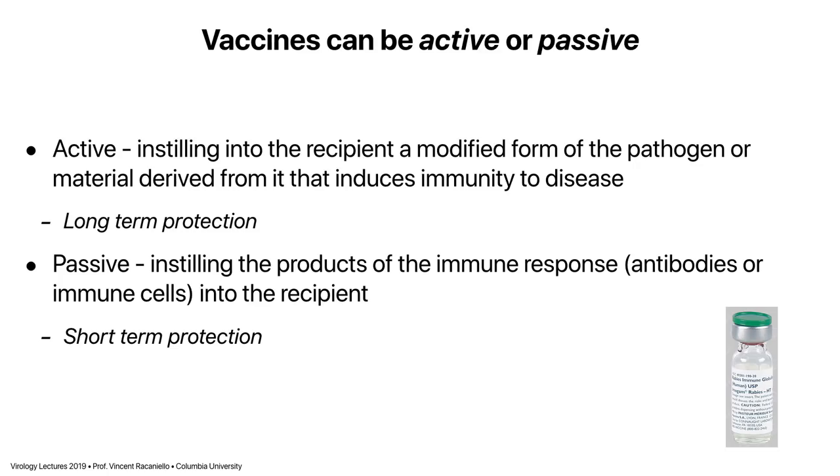Rabies immune globulin is a passive vaccine, which you're given if you're bitten by a rabid animal. It is injected at the bite site to neutralize virus, and you're also given a vaccine at the same time. This is made from people who have volunteered to be immunized with the rabies vaccine. They take serum from them and purify the IgG fraction.